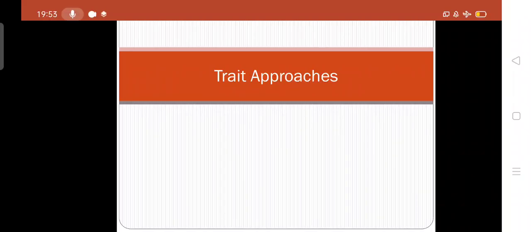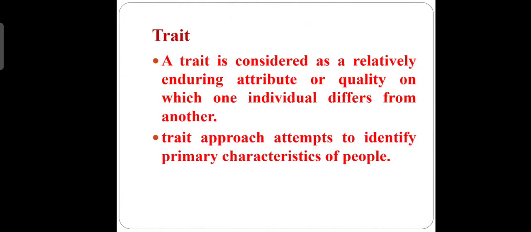My dear children, I will discuss trait approaches. First of all, you have to know what is trait. Psychologists, when analyzing the personality of an individual, mainly concern themselves with identifying the behavioral attributes, which are the basic components or the building blocks of personality. In the trait approach, psychologists believe that human beings display a wide range of variations in their personalities.